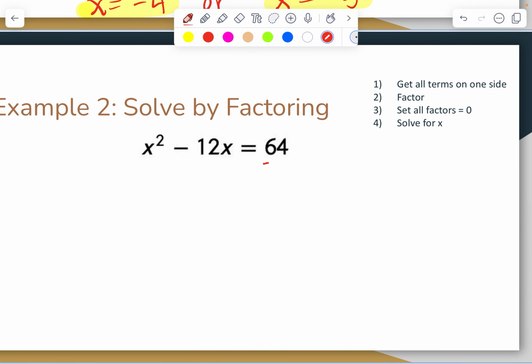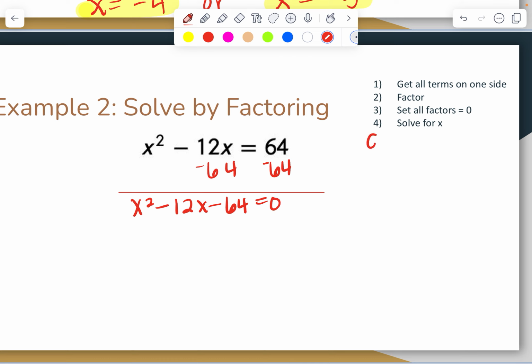All right, this one, let's get all the terms on one side. Take 64. Notice we don't have any like terms on the left, so it's just x squared, take away 12x, take away 64 equals 0. So now a is 1, b is negative 12, c is negative 64. So a times c is negative 64.